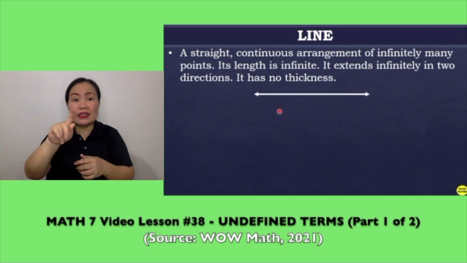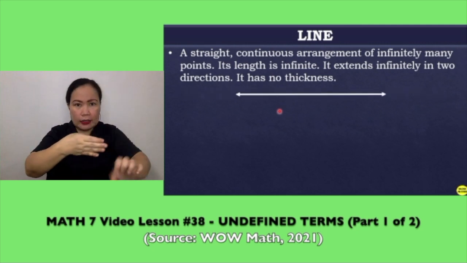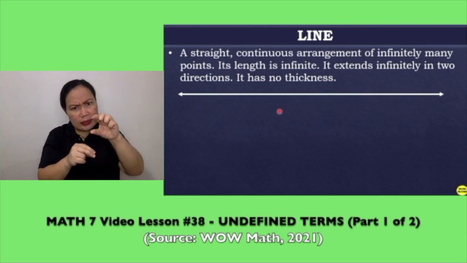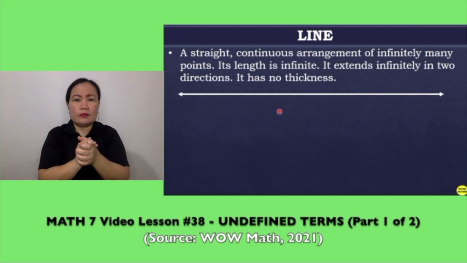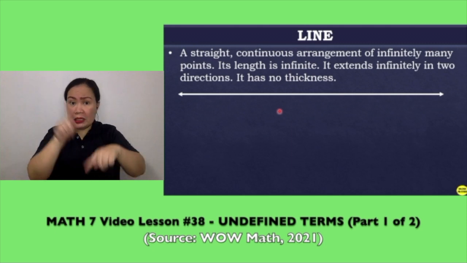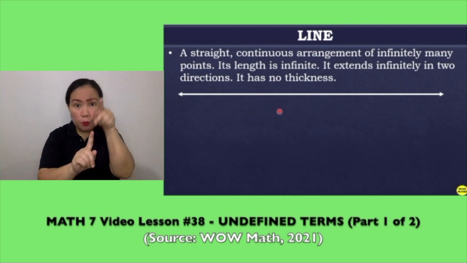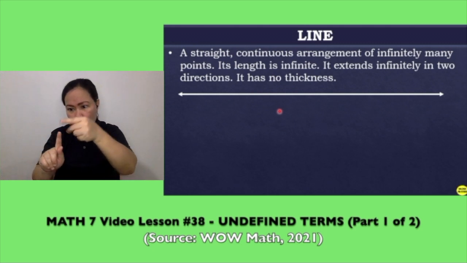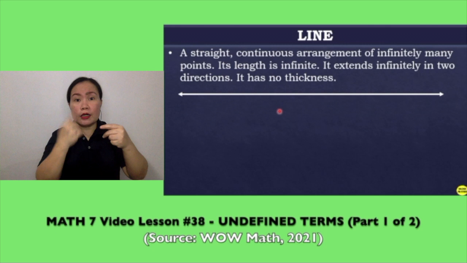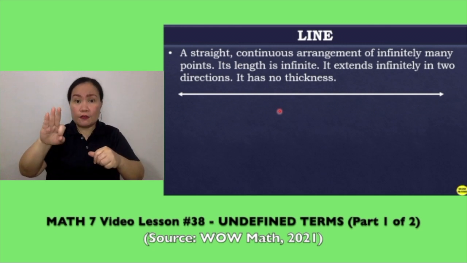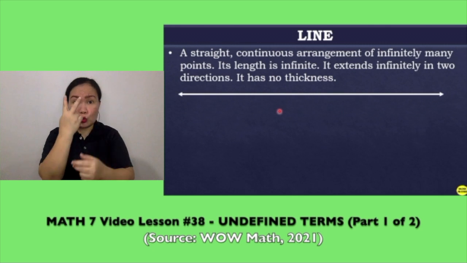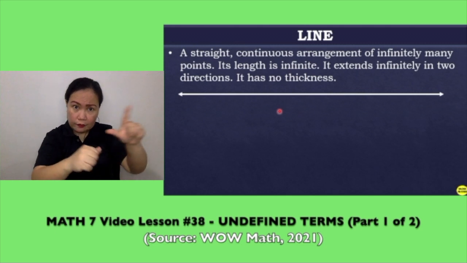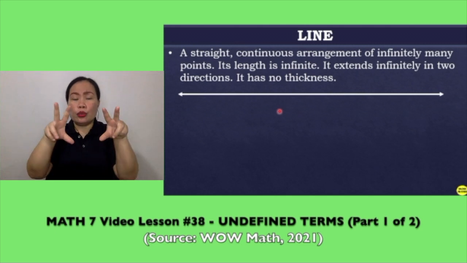Ayan po. So, from here, nag-e-extend po yan. That's why, hindi natin pwedeng sabihin na ang points ng line natin is just 1, is just 2. So, it is infinite. We have infinitely many points in a line. So, its length, that's why, kung infinite ang length niya, infinite ang points niya. Okay. So, it extends infinitely in both directions. Kagaya nga po nitong example natin. It extends infinitely in both directions. And remember, it has no thickness.